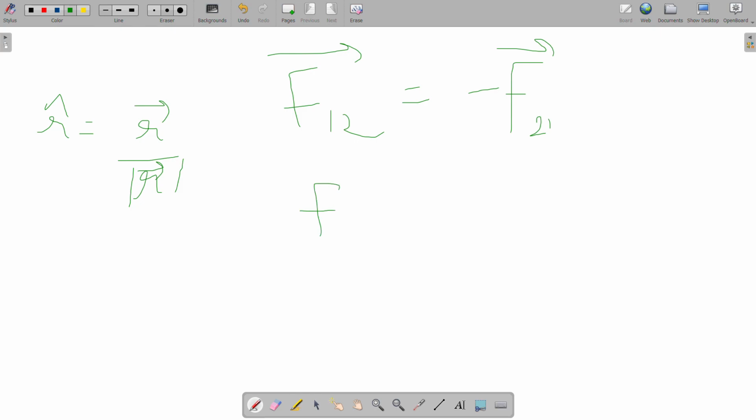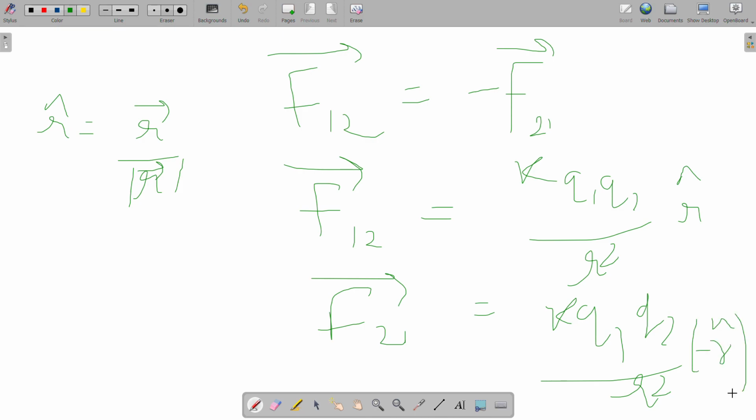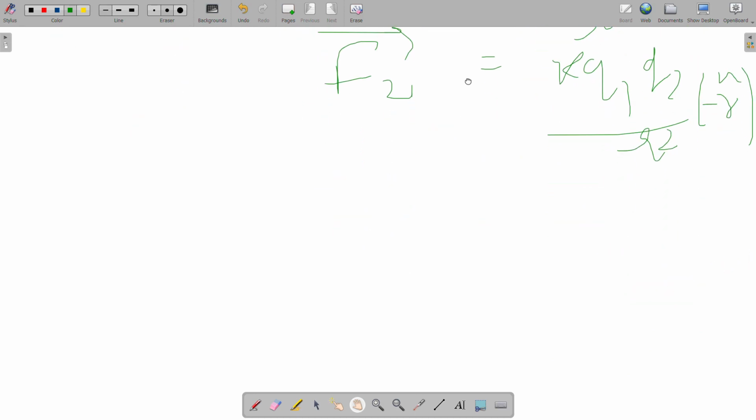So F of 1 on 2 is equal to K Q1 Q2 by R square times R cap. If that's it, then F of 2 on 1 would be K Q1 Q2 divided by R square into minus R cap, which means the negative of the same unit vector.